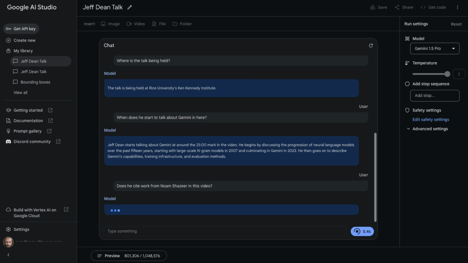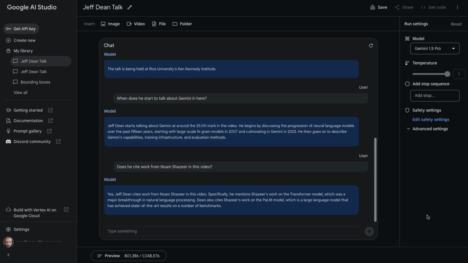This is definitely a needle in a haystack. I don't think he mentions Noam by name. But it's interesting to see that he is clearly on one of the slides where they talk about Attention Is All You Need. I don't think he talks about the T5 paper, which is another paper that Noam Shazeer was involved in quite a lot. But let's see what results we get back from asking it a very specific question: does he cite work from Noam Shazeer in this video?